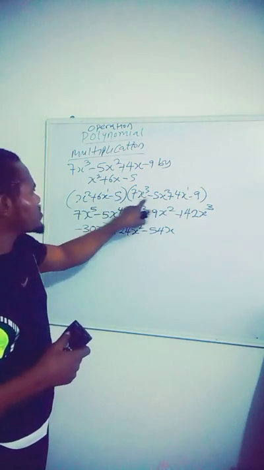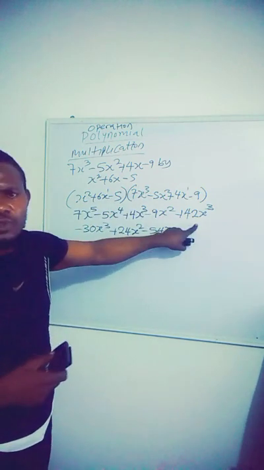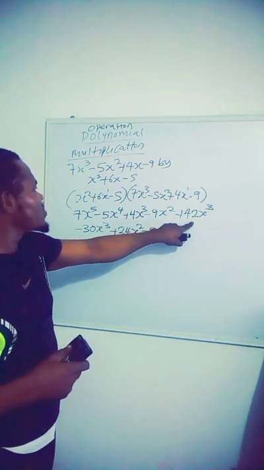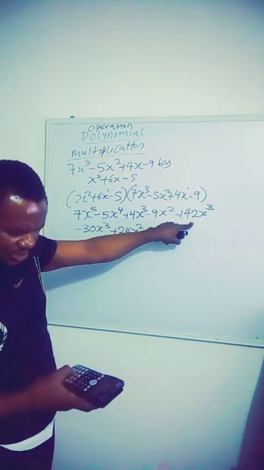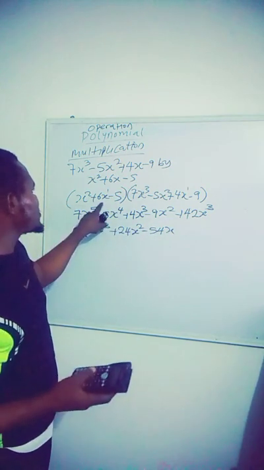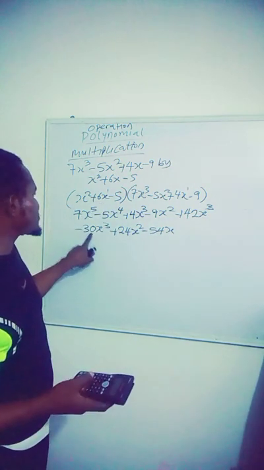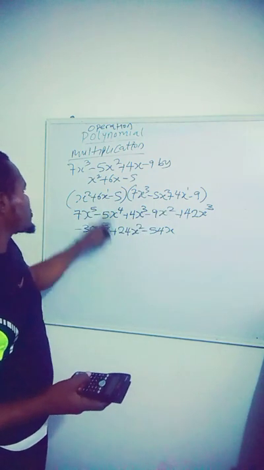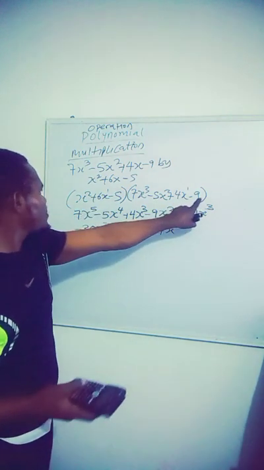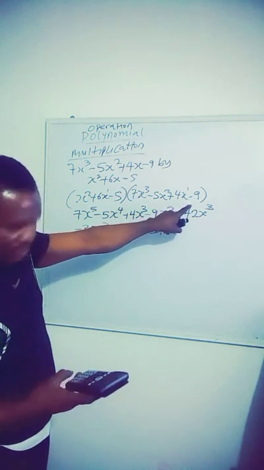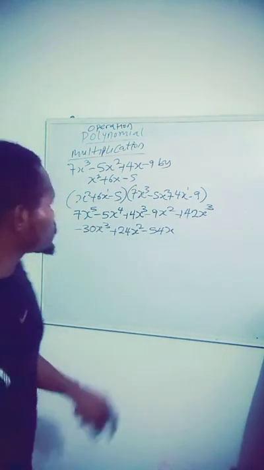6 times 7 will give you 42. Then 6 times 5, that is 30. 6 times 4, that is 24. Then 6 times 9, that is 54. So we are good to go.